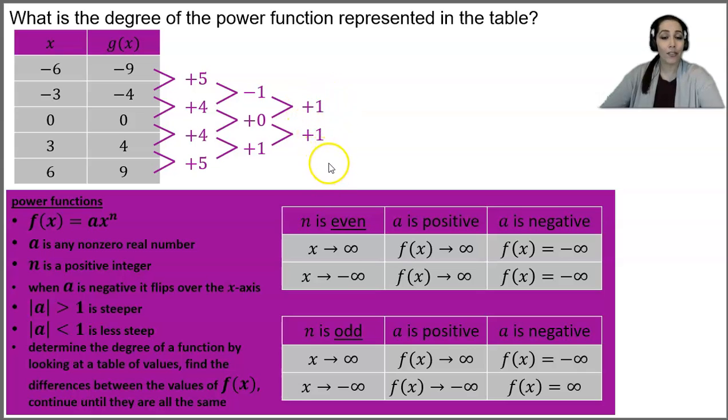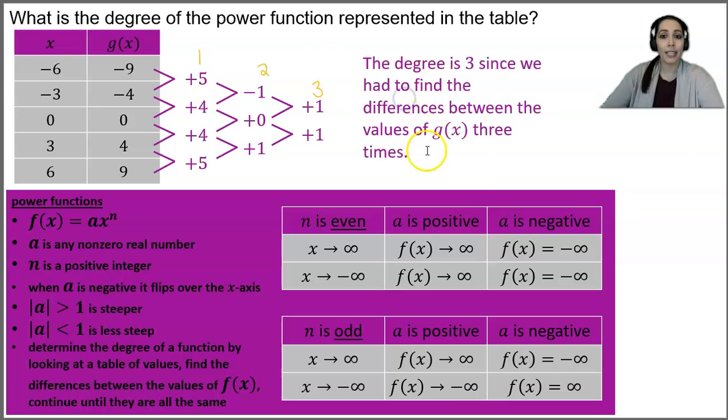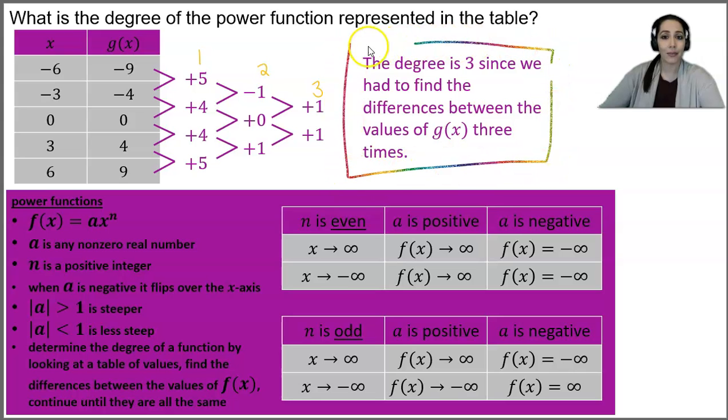How many times did we have to find the differences? We had to find it the first time, the second time, and the third time is when they were the same. So that means the degree of our function is 3 since we had to find the differences between the values of g of x 3 different times. So this right here would be my final answer.